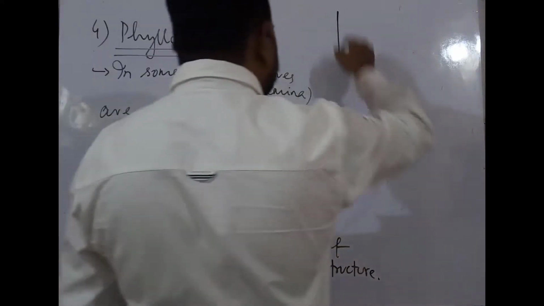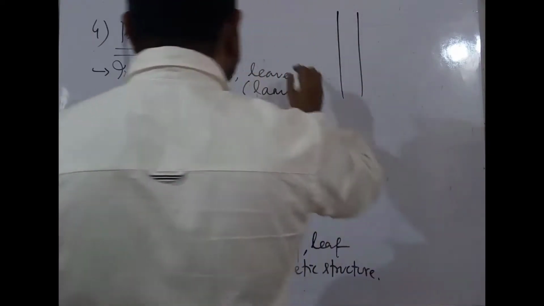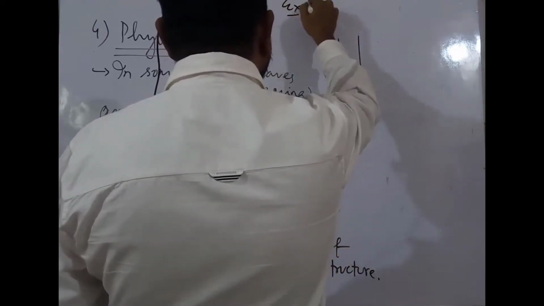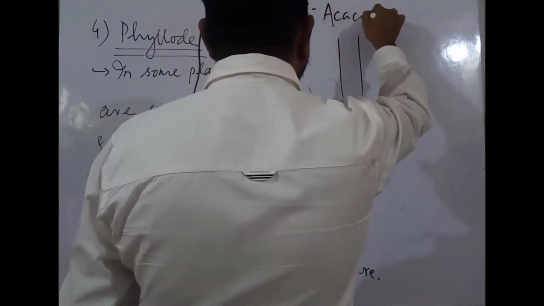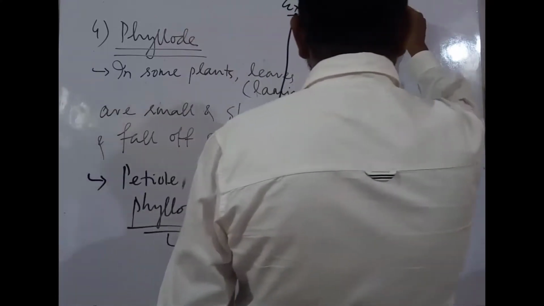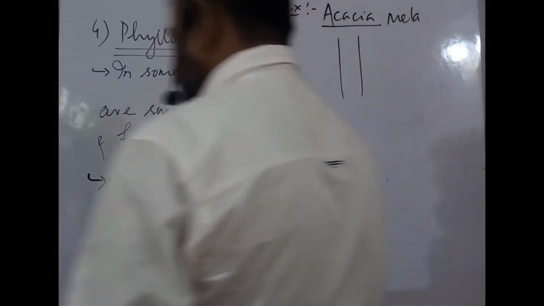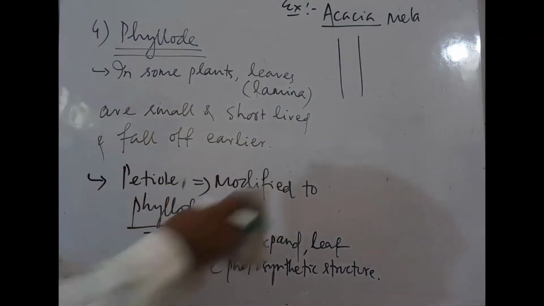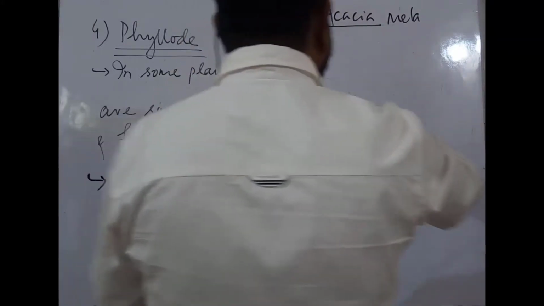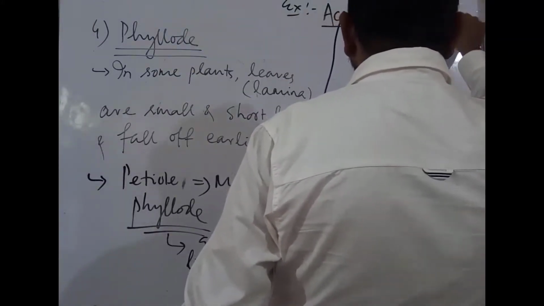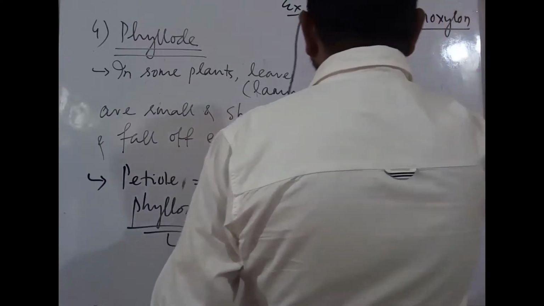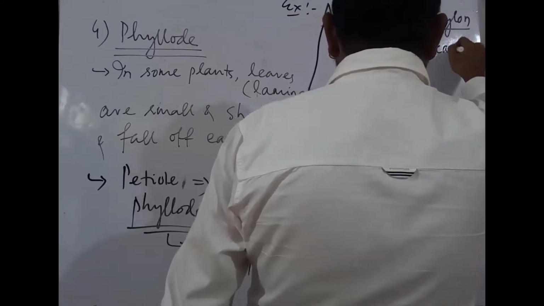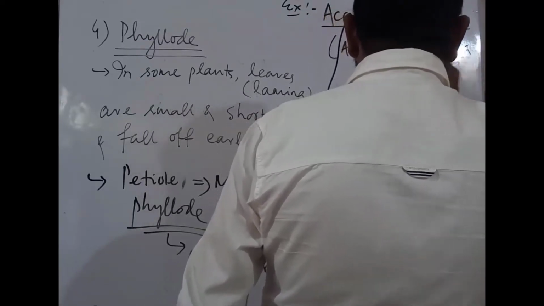Now see, suppose there is a plant. What is its example? You can write the example here. Example is Acacia melanoxylon, known as Australian acacia. Its full name is Acacia melanoxylon, and the common English name is Australian acacia. It has been written in NCERT. You can follow that.